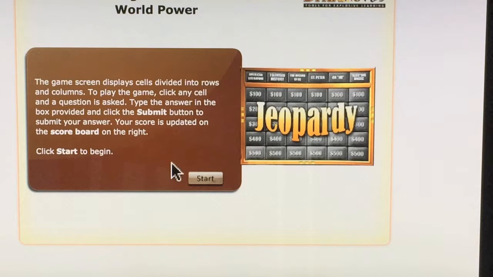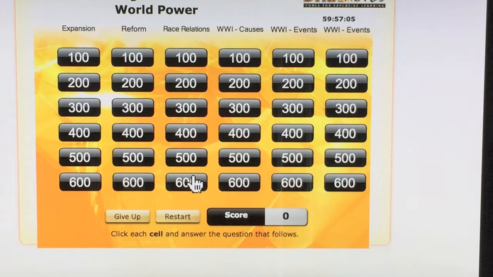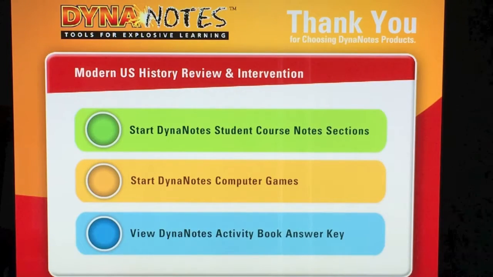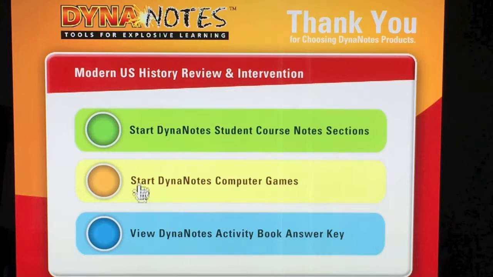When you click into the game, you see an opportunity for your class to divide into teams to take race relations for 200 and try to answer the question correctly. When you're done playing the game, you can head back home and go to the section of content that you need based on what's assigned in the pacing chart.